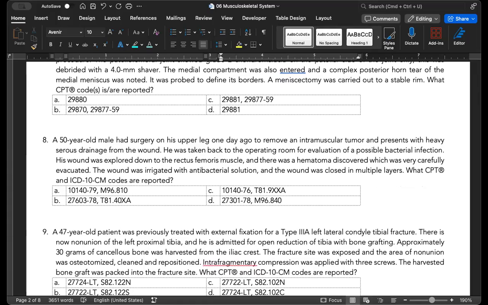So what is our condition? What's our diagnosis? Intramuscular tumor. Well, we removed the intramuscular tumor one day ago. Oh, that's right. Yep. So make sure you're paying attention to that wording. Trust me, it's not something that everybody does. So yeah, it's the infection.